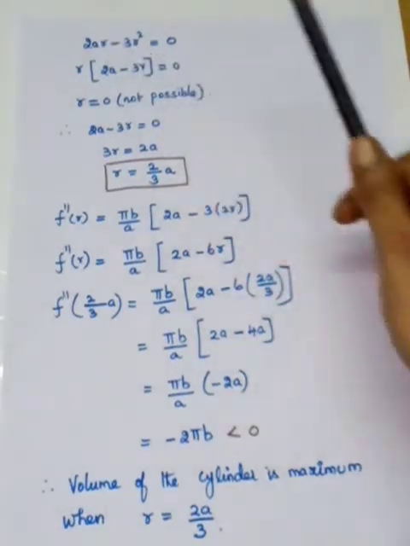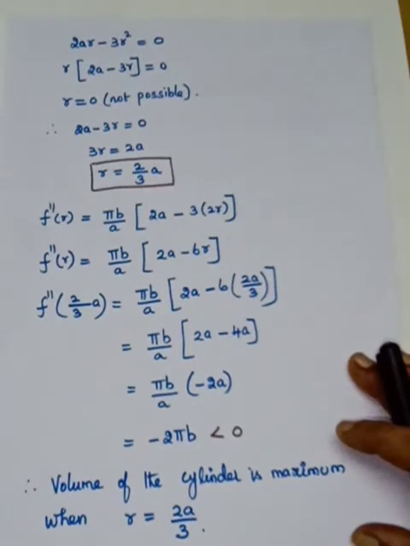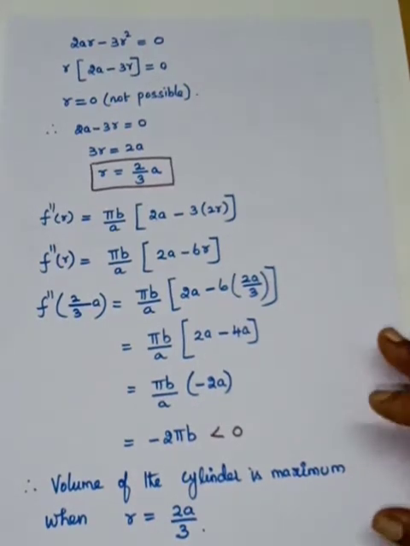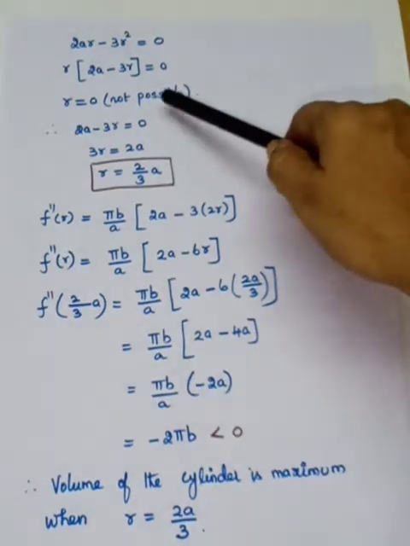From these two, what is common? r is common. So if you take r out, what is remaining? 2a minus 3r is equal to 0, or r is equal to 0. What is r? r is nothing but the base radius of the cylinder. r cannot be 0. If r is 0, the volume of the cylinder is 0. So r equal to 0 we are not going to consider.